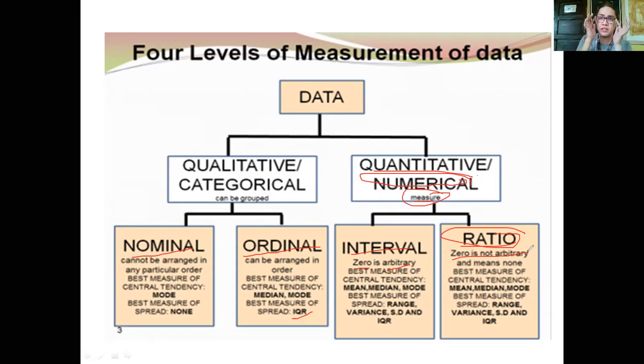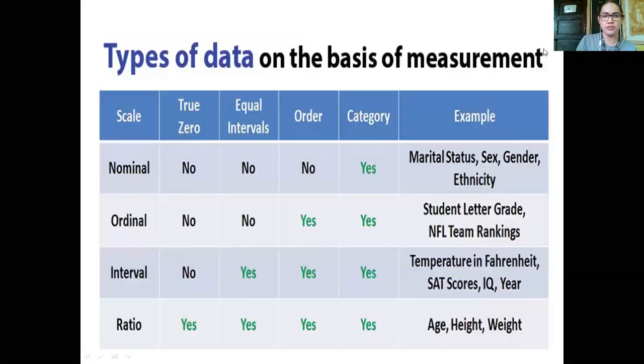The only thing that differs here between the interval and ratio is that in interval, zero is defined or recognized, or is arbitrary, while zero is not arbitrary and means none under the ratio scale. So I hope you can follow with this basic concept that I am sharing right now in this video discussion.